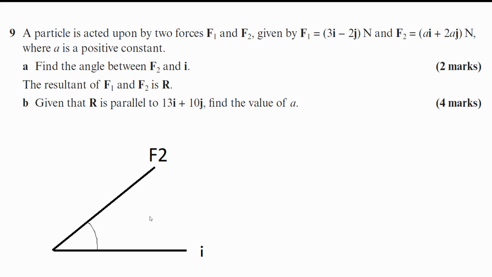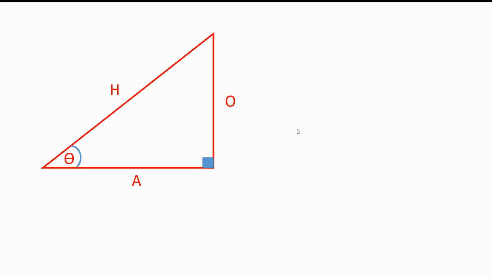So when it says I, it means the x direction, it means the x-axis, and F2 is pointing somewhere like this, so it's asking for this angle. That's what we're looking for. Okay, so how to do that?